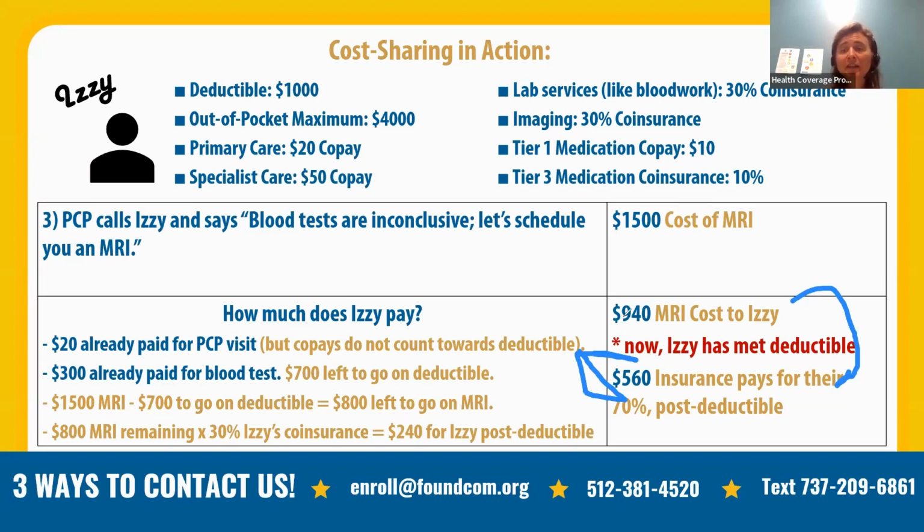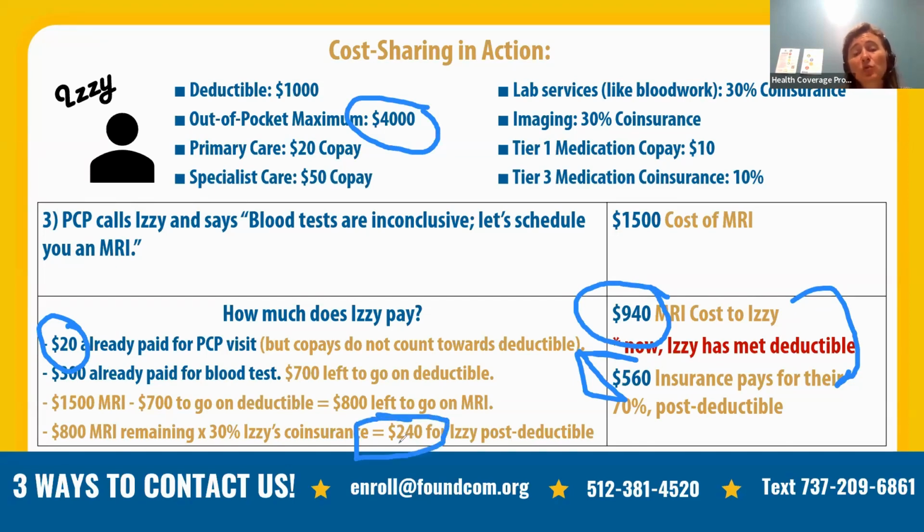And then for Izzy, because their out-of-pocket maximum is $4,000, they have already paid $1,000 for the deductible, $20 for the primary care doctor visit, and then also this amount here, which would be $240 post-deductible. So Izzy has paid $1,260 towards the out-of-pocket maximum. So Izzy's got just over $2,700 to go before they meet their out-of-pocket maximum for the year.